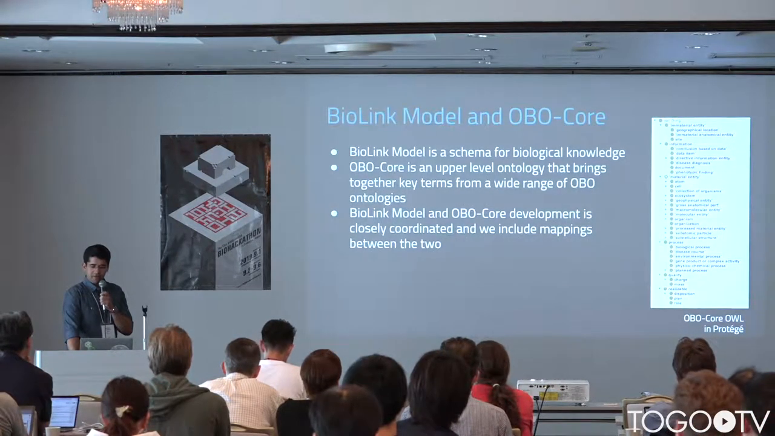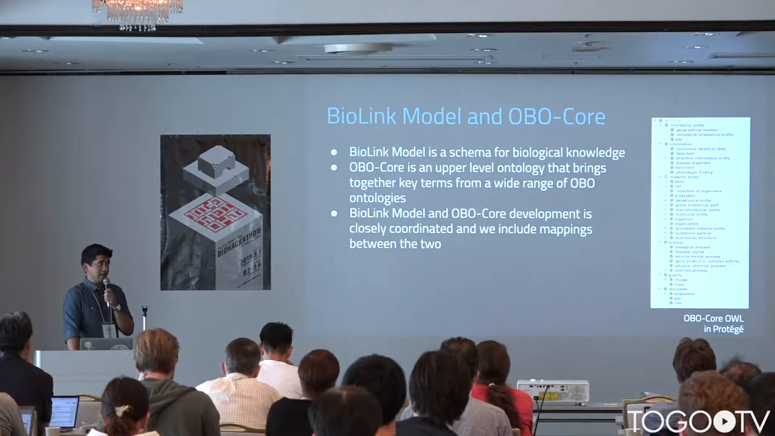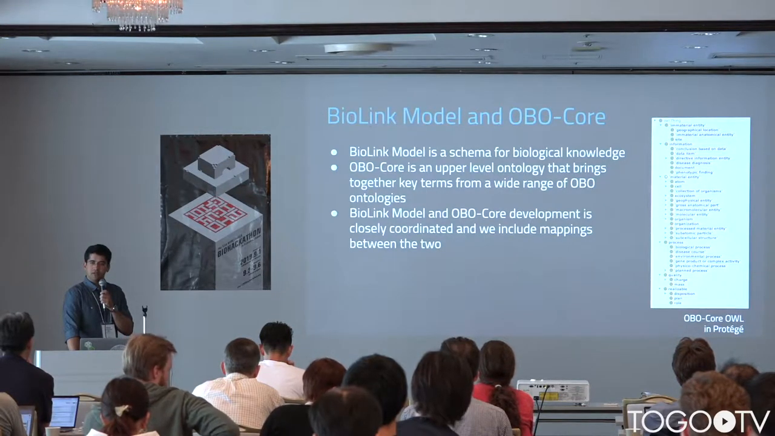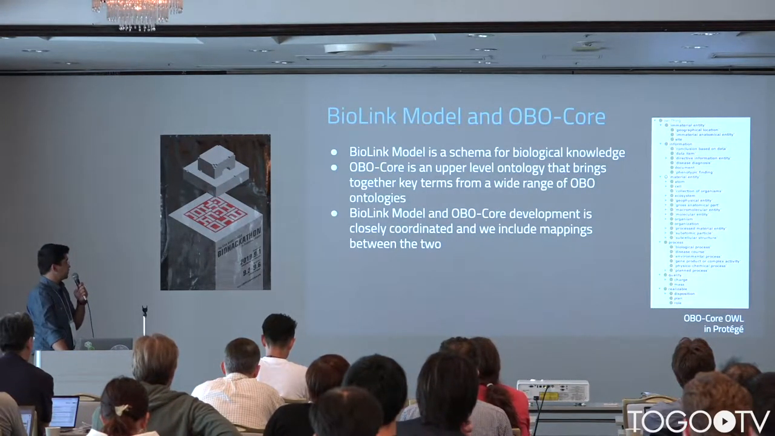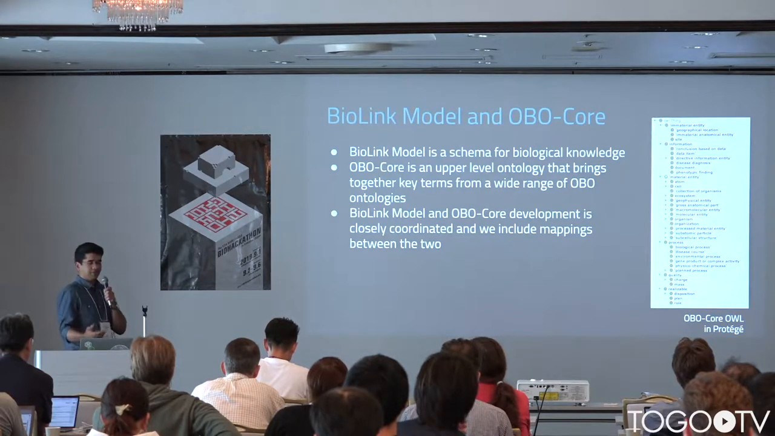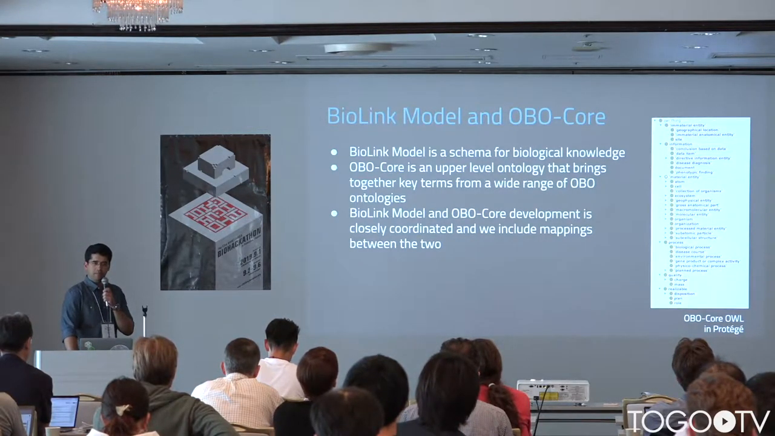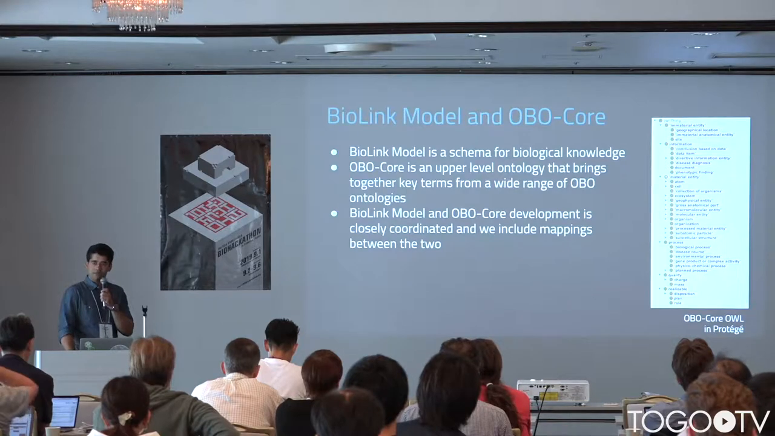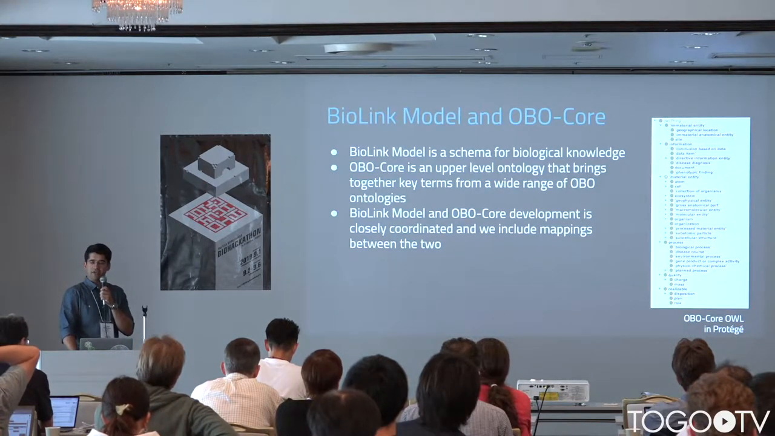And comparing the BioLink model to OboCore, which is a fairly recent project, it is an upper-level ontology that brings together terms from a wide range of ontologies in OBO. Both BioLink model and OboCore development are closely coordinated, and we have mappings between the two.